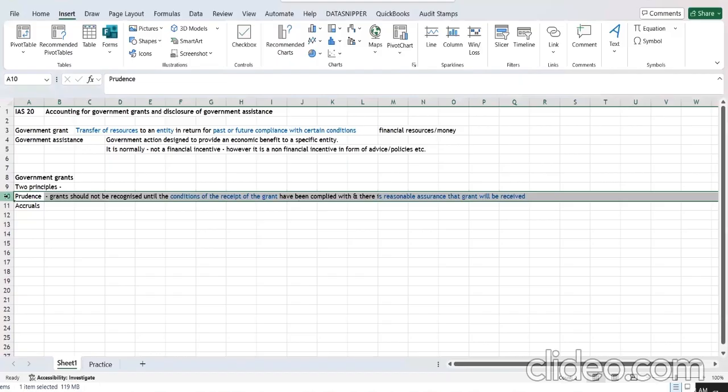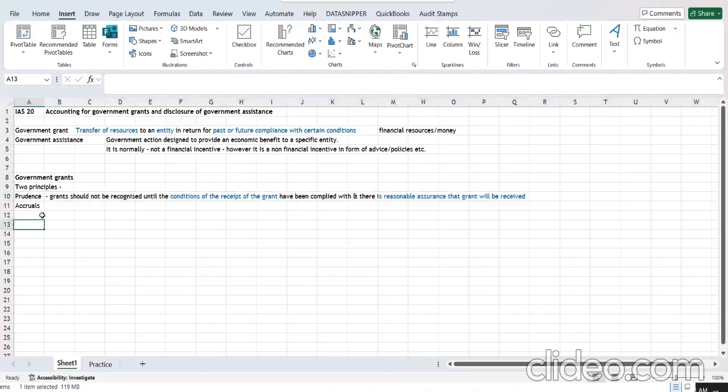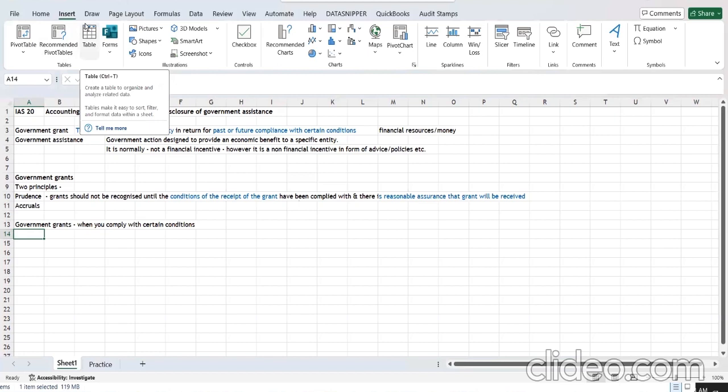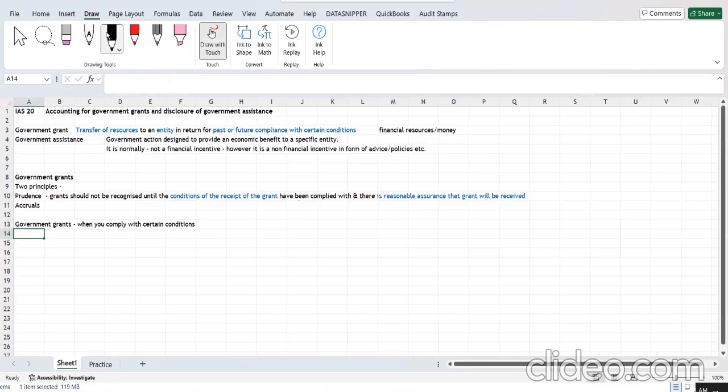Now, you might ask me, what can be the conditions? So, for example, government grants are only given when you comply with certain conditions. Now, for example, you have a company that's already operating in a village or in a remote location. Okay, so this is company XYZ. This is operating in a remote location.